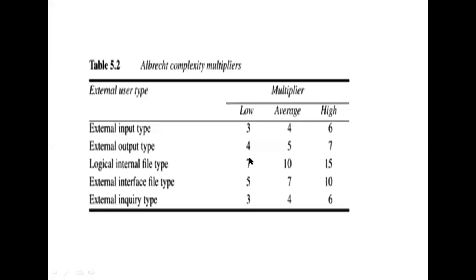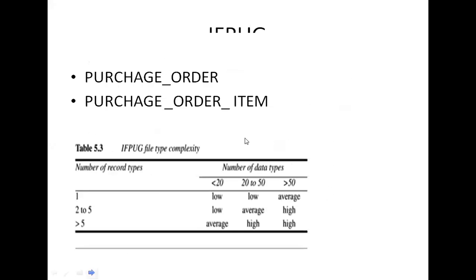Similarly, external output type: low, multiply with 4; average, multiply with 5; high, multiply with 7. Logical internal file type: if low, we multiply with 7; average, 10; and high, 15. External interface file type: low, multiply with 5; average, 7; and high, 10. Inquiry type: low 3, average 4, high 6. So let me explain with an example.